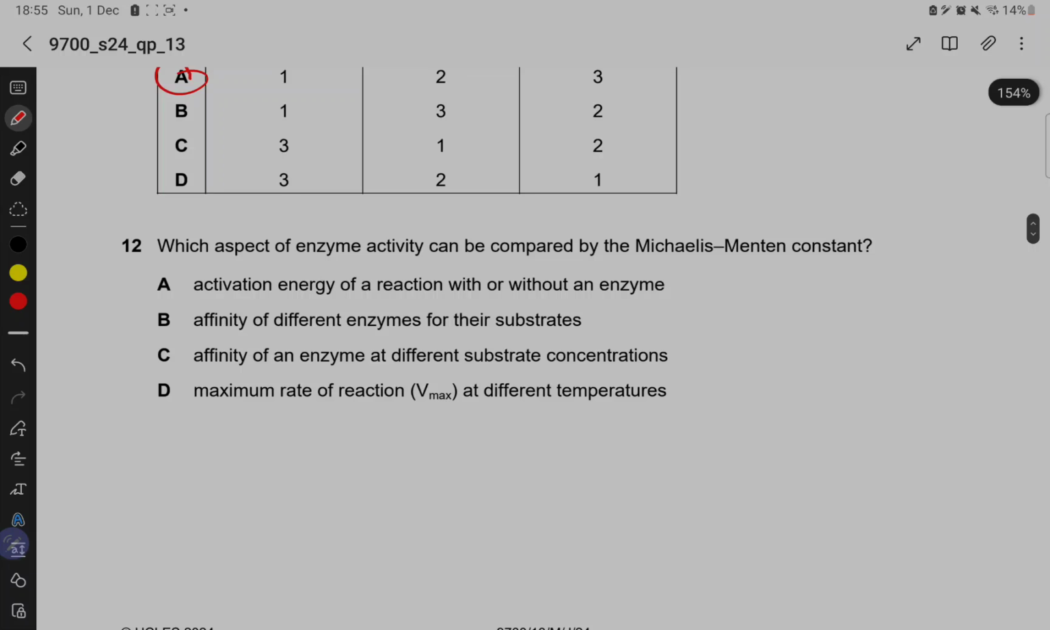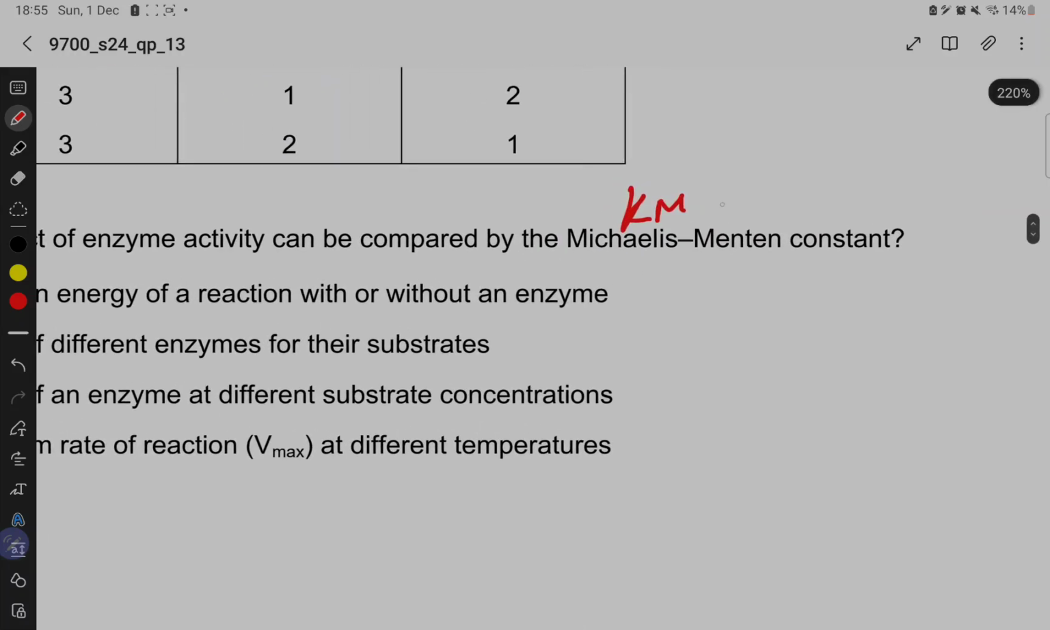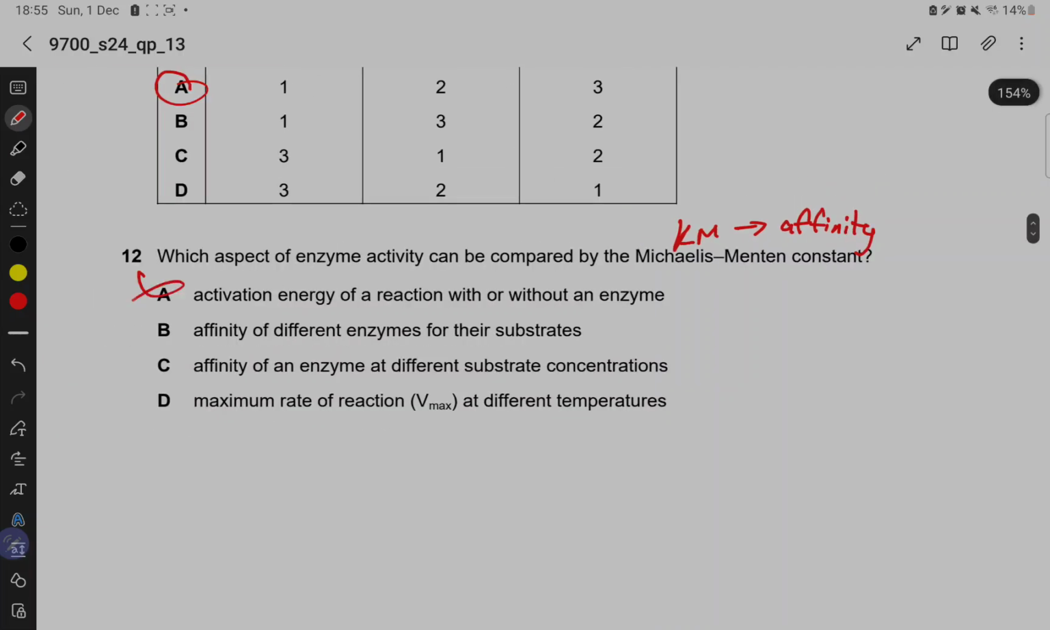Which aspect of enzyme activity can be compared by the Michaelis-Menten constant, which is the Km value? So basically it will be affinity, because Km relates to that. It won't be activation energy. So now, it won't be D as well. So now it's either B or C. So let's take a closer look.